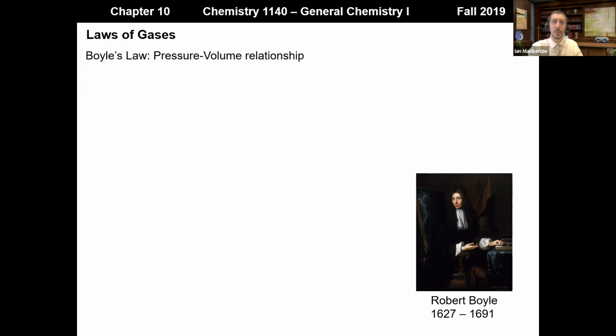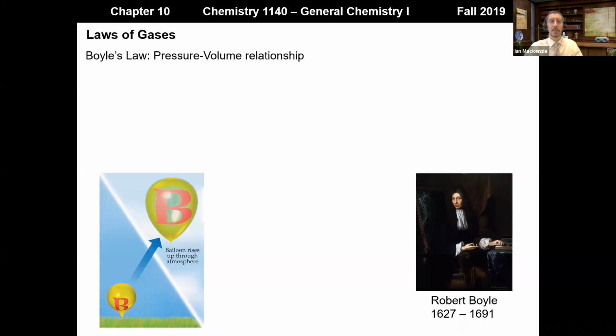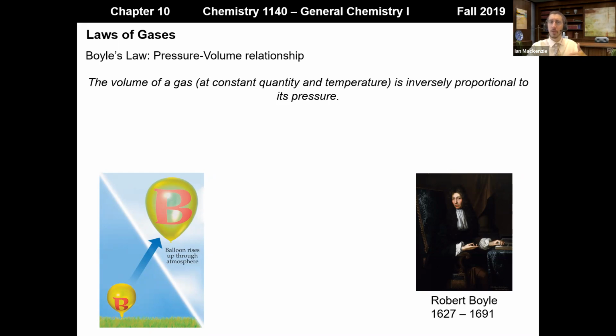It was a little bit interesting. What he noticed essentially is a phenomenon similar to this, where if you take a balloon and it has a certain volume, that as that balloon rises up through the atmosphere and the atmospheric pressure decreases, the volume of the balloon increases. So essentially what he noticed is that there was an inverse relationship between pressure and volume. So the volume of a gas at constant quantity and temperature is inversely proportional to its pressure. This is the written out form of Boyle's law.